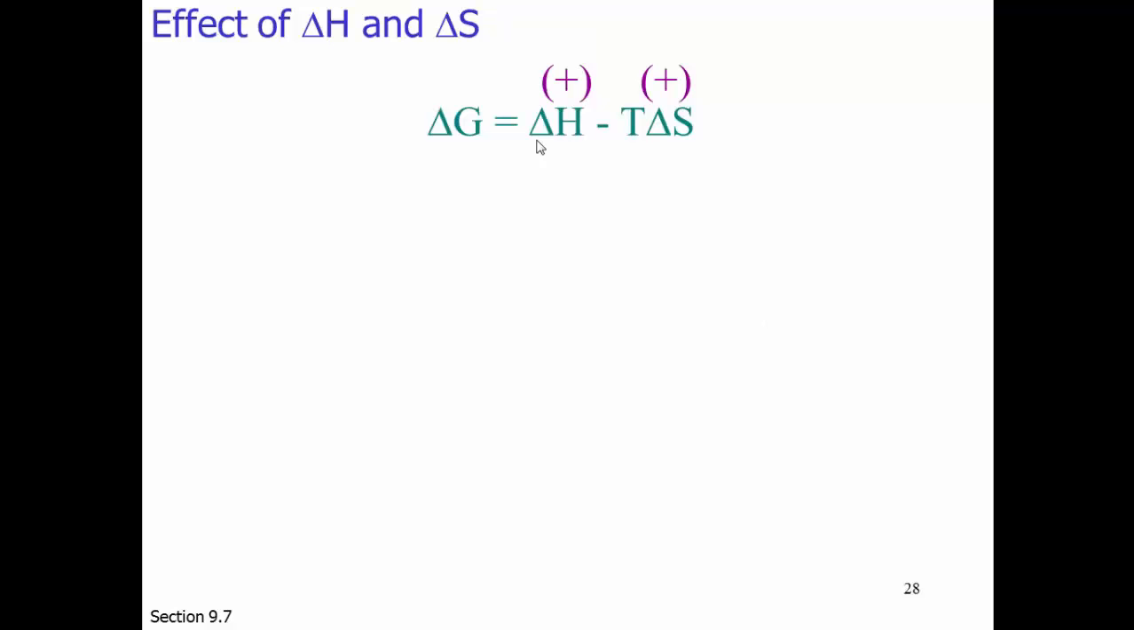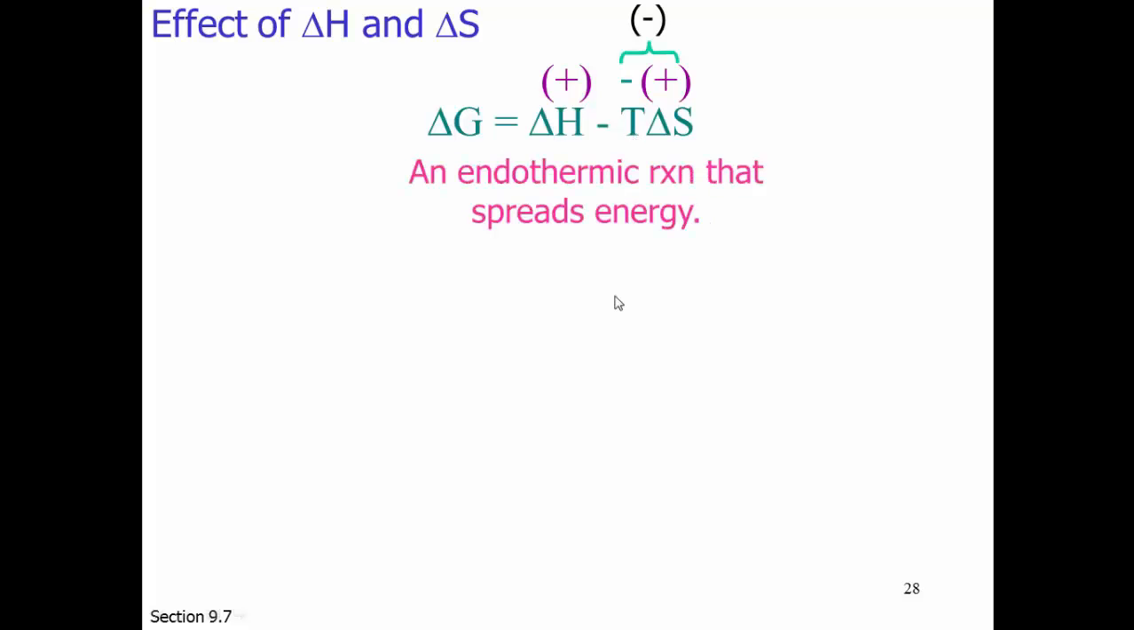The last combination is delta H positive, delta S positive, which means the term that's multiplied has a negative sign. Once again, we're trying to add a positive and a negative and get a negative value. Can we get a negative value? Well, only if the negative is very large in magnitude. So that means temperature needs to be high. This is an endothermic reaction, which is not good, according to Mother Nature, but it spreads the energy out among many states. So she likes that part of it.